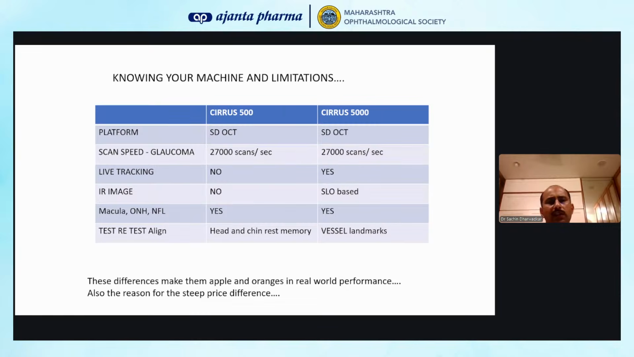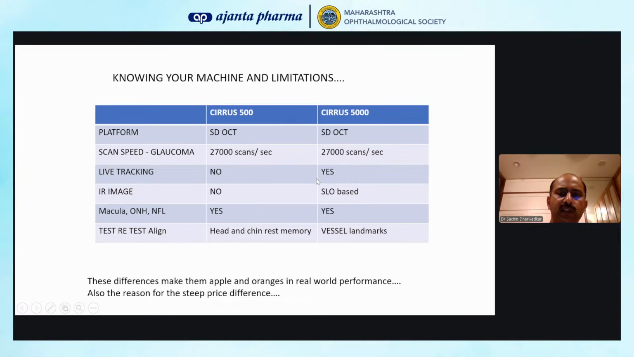Now, knowing your machine and its limitations is very important. This is something which is asked frequently of me in many of the fora: if I can buy a Cirrus 500 at some 20-odd lakh rupees, why should I spend an additional 10-15 lakhs for a Cirrus 5000? So the answer here is, you may have similar speeds and similar technology, but you do not have live tracking in the Cirrus 500 as compared to the Cirrus 5000.